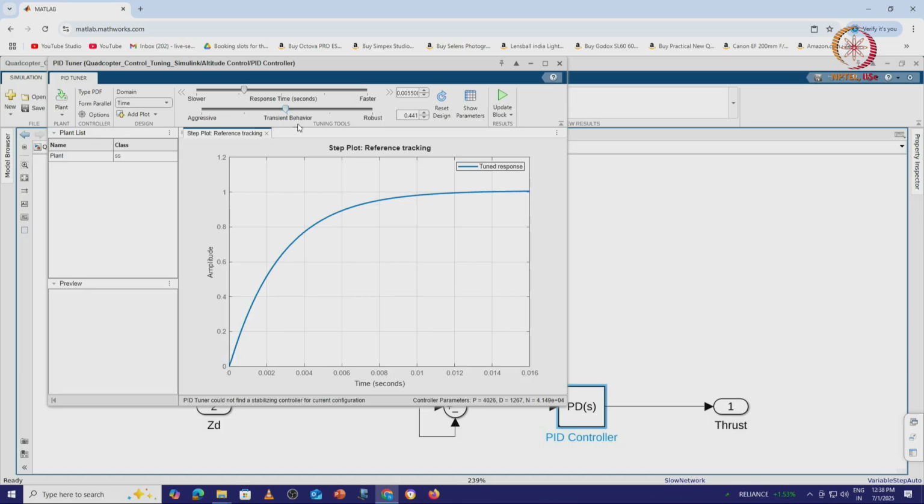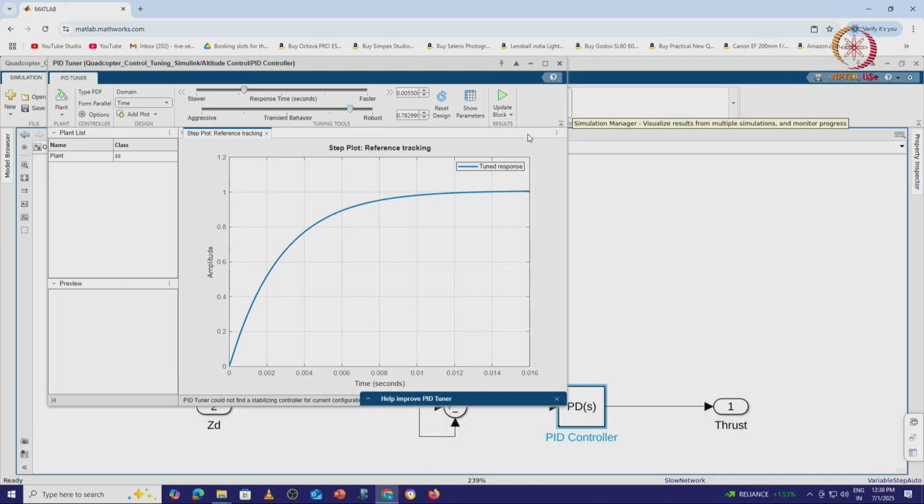So this slider talks about what the user is expecting: for a given pilot input, how the system response should be. You want a system to respond slow, or you want it to respond faster, or you want the transient behavior to be robust, meaning I don't want any oscillation. I can say that this is what I want, and then I can just say update the block.